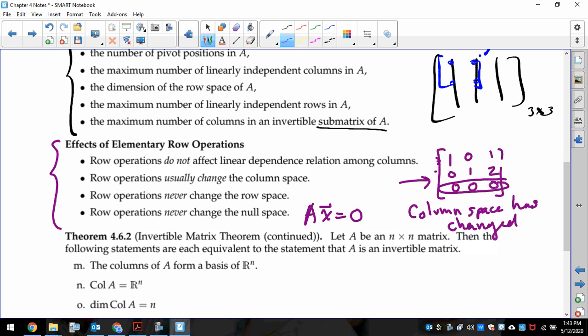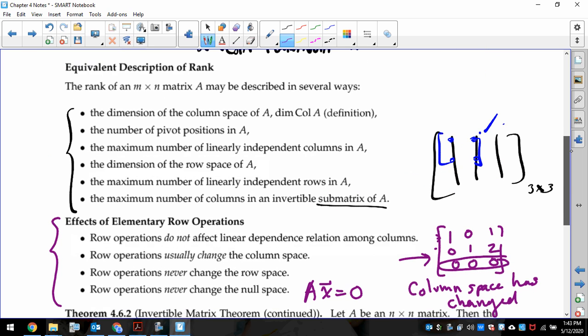So this little key here, the effects of the row operations, is really useful because sometimes it can be confusing. It's like, wait a second, did adding those two rows together really change the column space? And the answer is usually it does. If you add two rows to each other, you will probably change the column space. But you can never change the row space by doing that. Okay, so hopefully that made sense there.